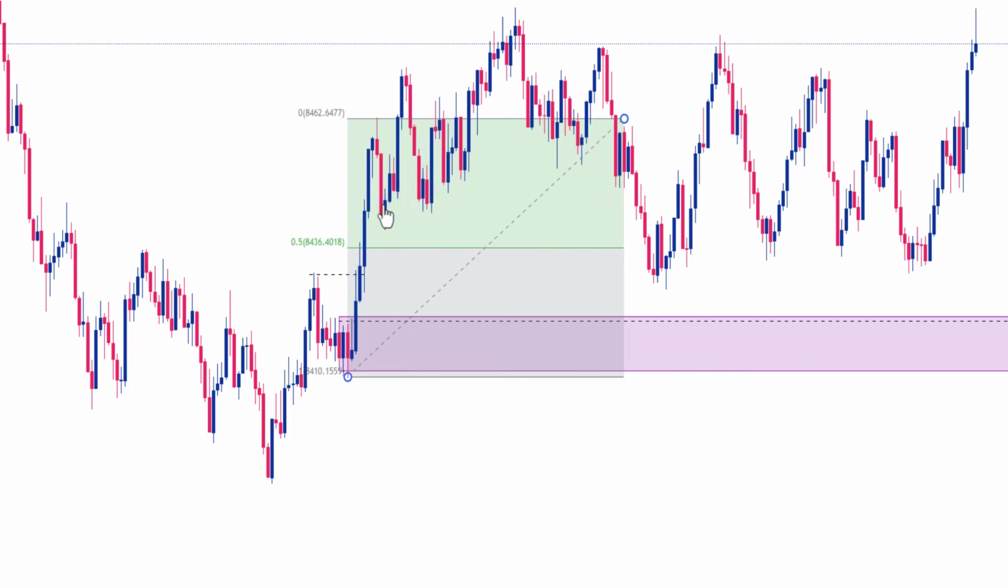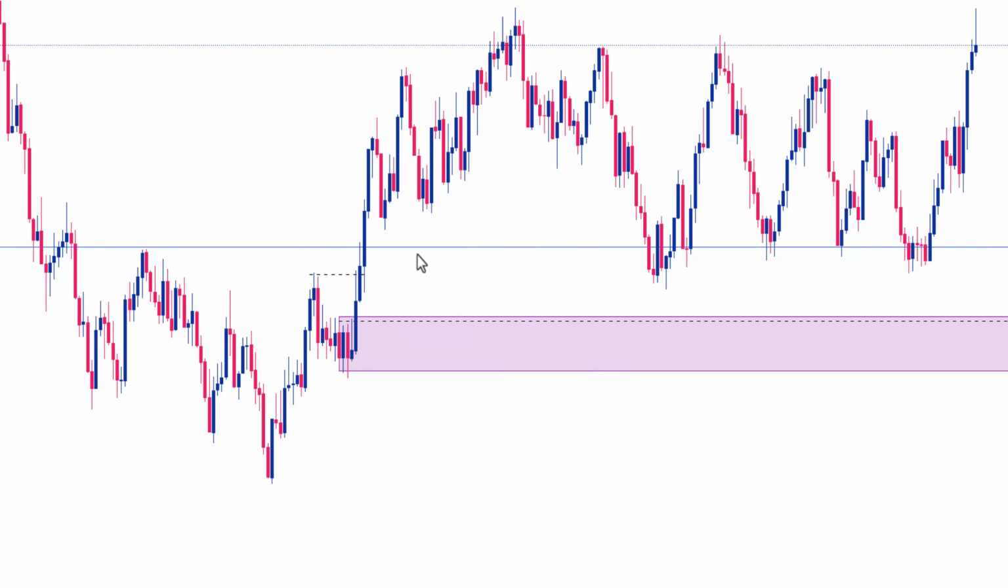I saw price came here from premium. I don't want to buy at premium, because I want to see price come to a discount area. Discount area is important. Please get this correctly. It is important. So I will put my line right here. My discount area is right below the 50% area.